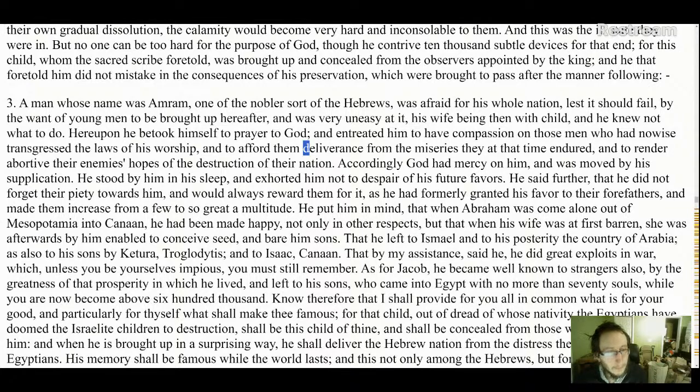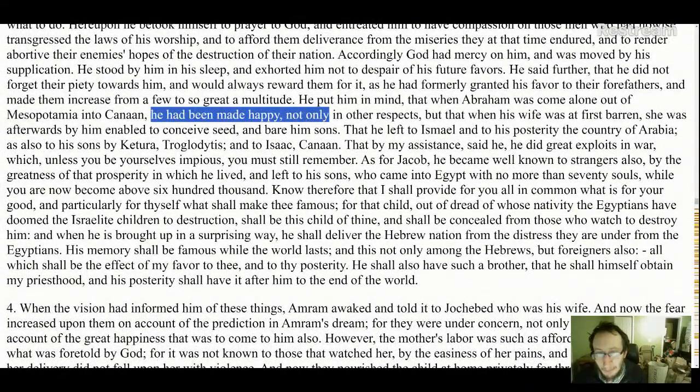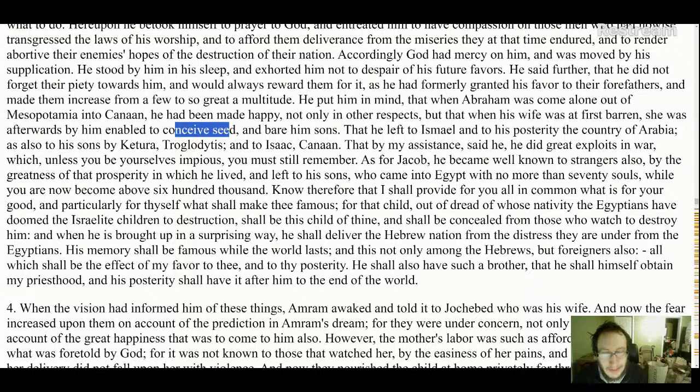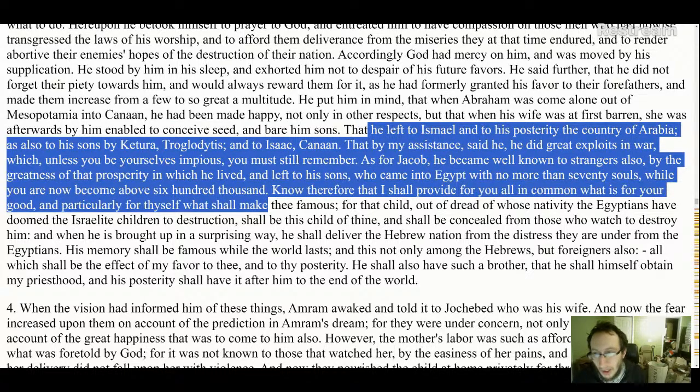Then it says, accordingly God had mercy on him and was moved by his supplication. He stood by him in his sleep and exhorted him not to despair of his future favors. And he said further that he did not forget their piety towards him and would always reward them for it, as he had formerly granted his favor to their forefathers and made them increase from a few to so great a multitude. He put him in mind that when Abraham was come alone out of Mesopotamia into Canaan, he had been made happy, not only in other respects, but that when his wife was at first barren, she was afterwards by him enabled to conceive seed and bear him sons. It's giving a whole thing here that Amram was taught by God or reminded by God.